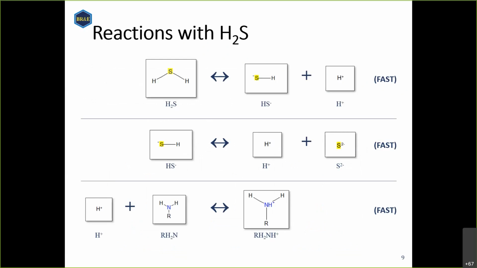H2S dissolves in solution first. That's the first reaction that we see there. H2S dissociates into the bisulfide ion, HS minus, and a proton, H plus. And then that bisulfide ion can further dissociate into the sulfide ion, S2 minus, and a proton. So the top two reactions both generate protons as products. And those protons can react with the amine, which is a base, and form protonated amine as a product. And so that's what you see on the very bottom. These reactions all occur very, very quickly.